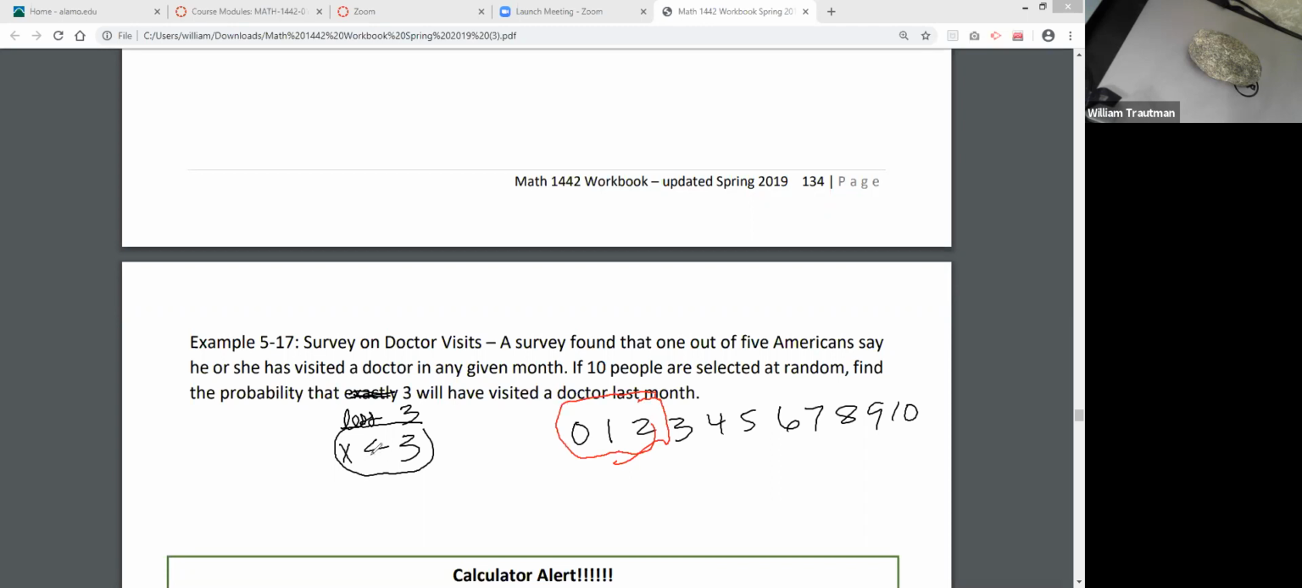See, the last problem we had less than or equal to, so we included 3. But this one doesn't say equal to. It doesn't say less than or equal. It just says less than. So the numbers that are less than 3 are 0, 1, and 2.